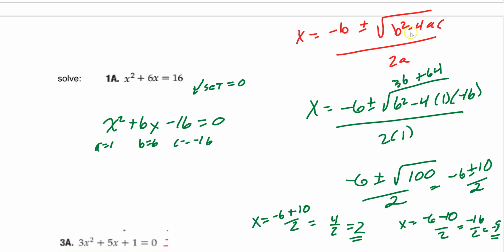Right, so it's a little work, but it's always the same amount of work generally. It's just: set equal to 0, find my values, plug it in, I get my answer.